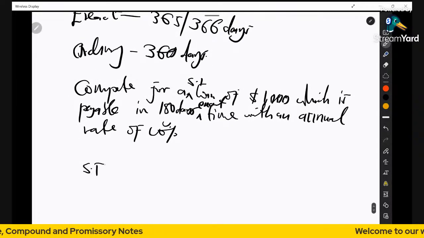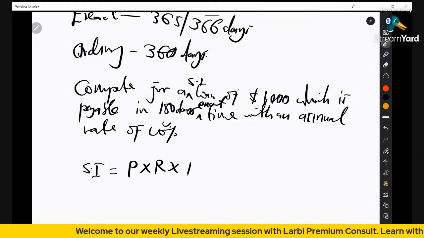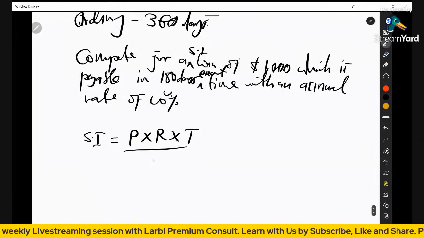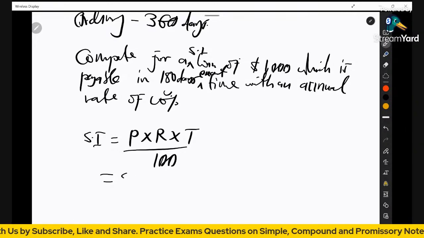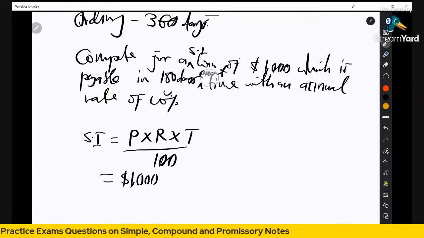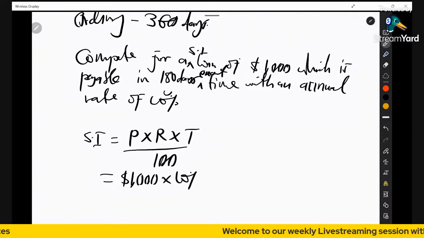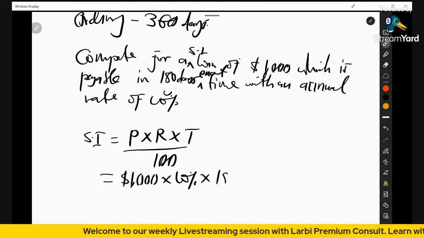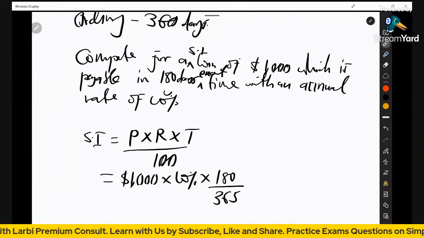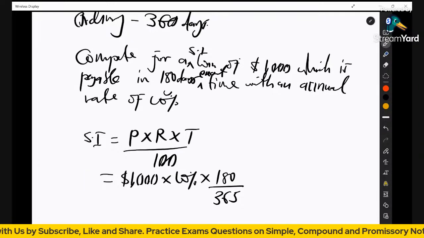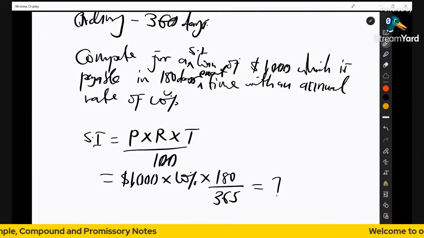Your simple interest should be equal to your principal multiplied by the rate, multiplied by the time, all divided by 100 because of the percentage. But in this case, because you have been given the days, the initial amount as the principal is $1,000. Since you're asked to use the exact time, it's multiplied by the rate, which is 10%, and then multiplied by the time, 180 days divided by 365, since we are using exact and weren't given any information that the year is a leap year. Whatever you get will become your simple interest. That will have been the exact time computation of simple interest.